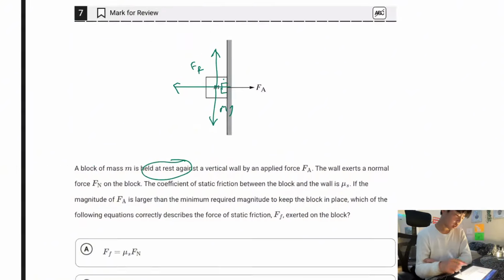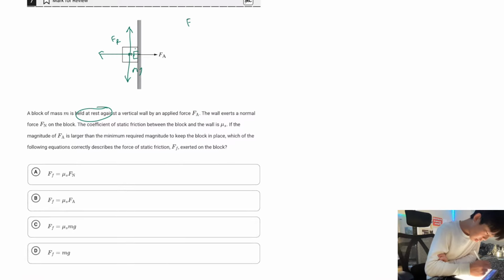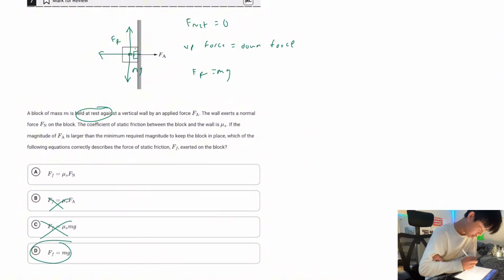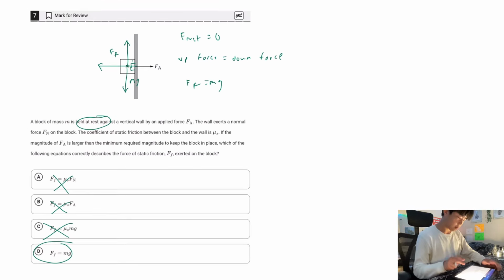Okay? So because F net is equal to 0, the up force is equal to the down force, which means Ff is equal to mg, which means D is correct. Because if it was not equal to mg, it would be flying all over the place. If it was greater, that boy would be moving upwards, wouldn't it? All right? Okay, next question.